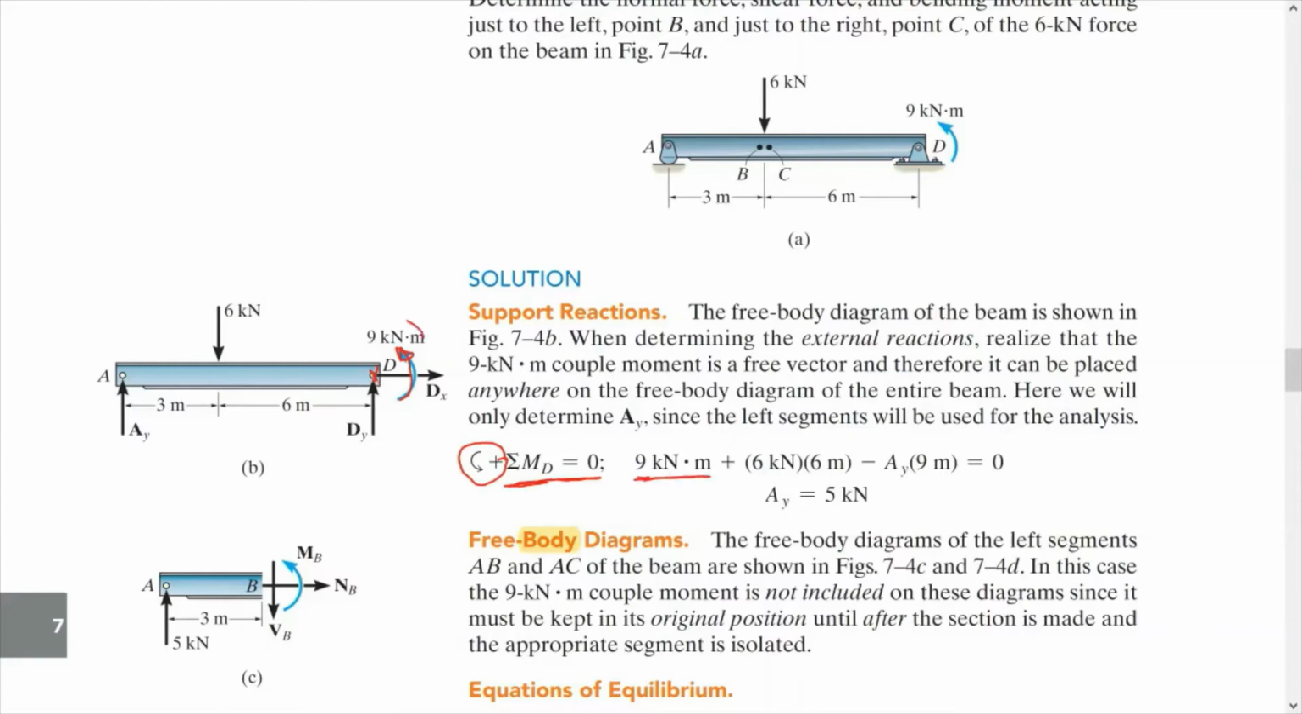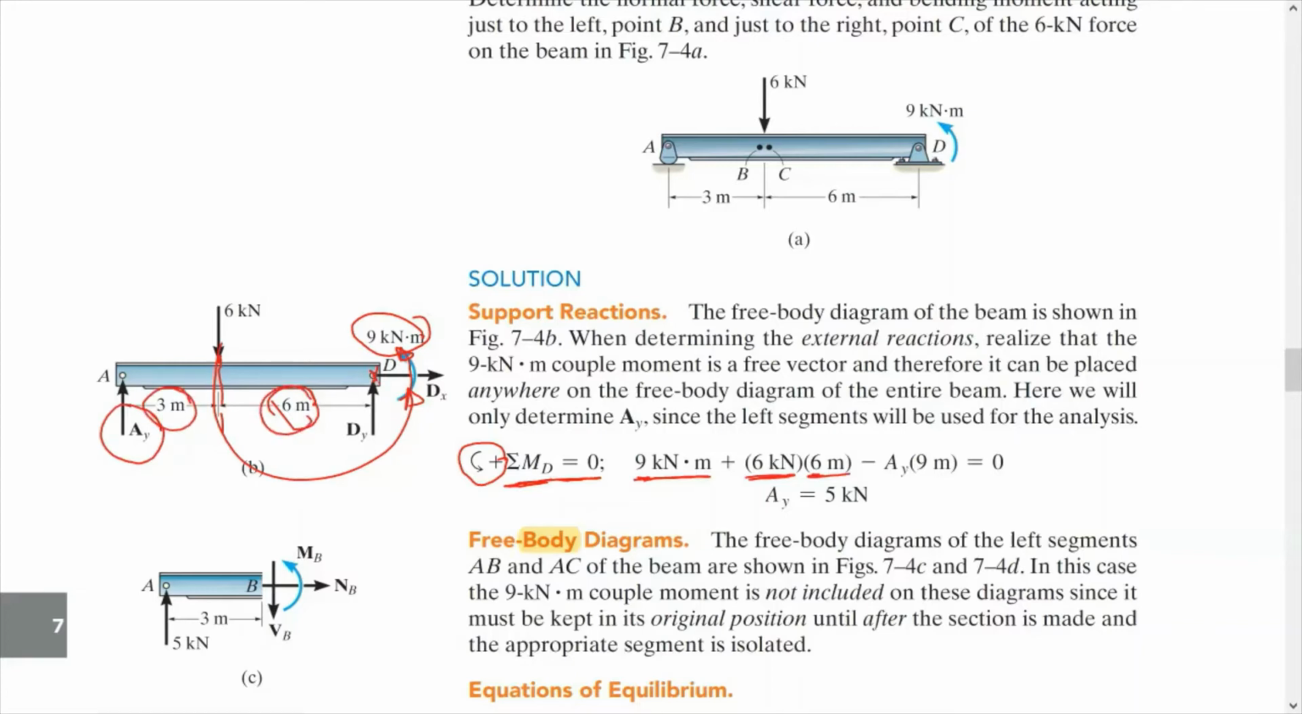This moment is the first thing here. Of course, a moment is a free vector, okay? It's not going to be multiplied by something. And we do have the force here. The force is going to be 6 kilonewton times the distance between D and the force's point of application, which is 6 meter. Of course positive, because it's going to rotate the beam counterclockwise, and minus Ay times the distance, which is 9 meter.